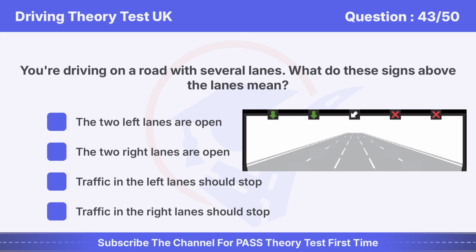Question 43. You're driving on a road with several lanes. What do these signs above the lanes mean? Option A. The 2 left lanes are open. B. The 2 right lanes are open. C. Traffic in the left lane should stop. D. Traffic in the right lane should stop.